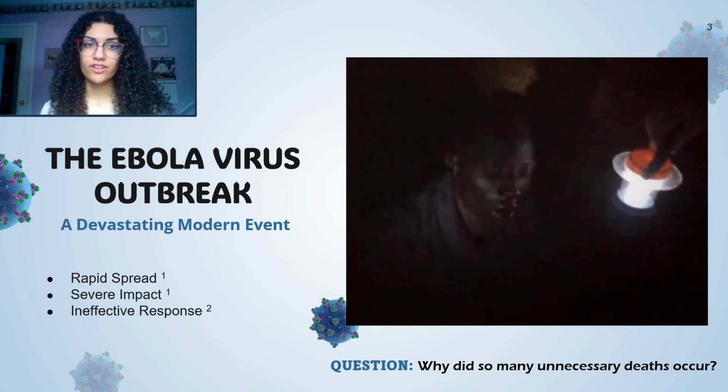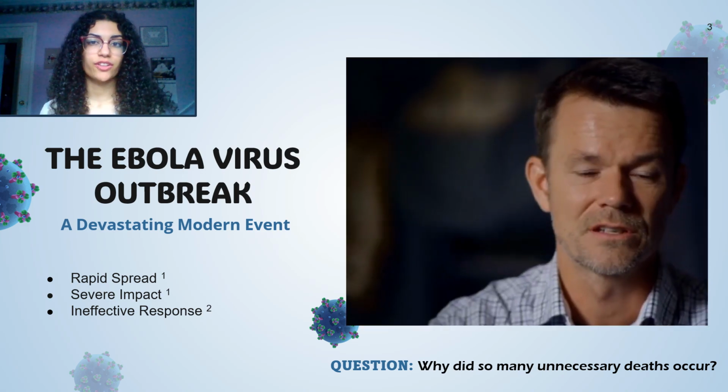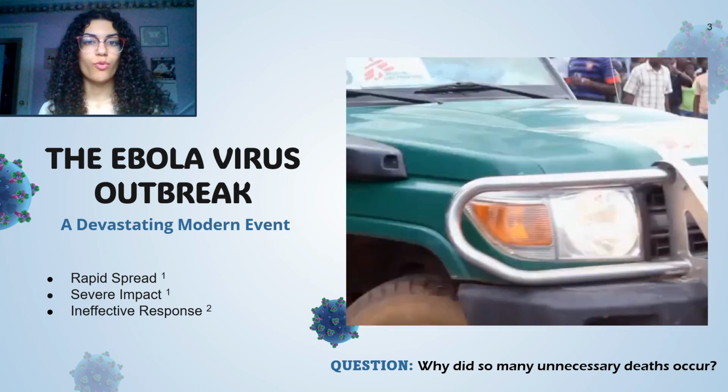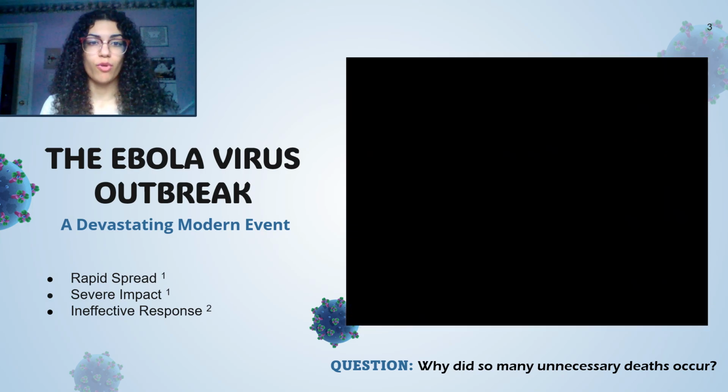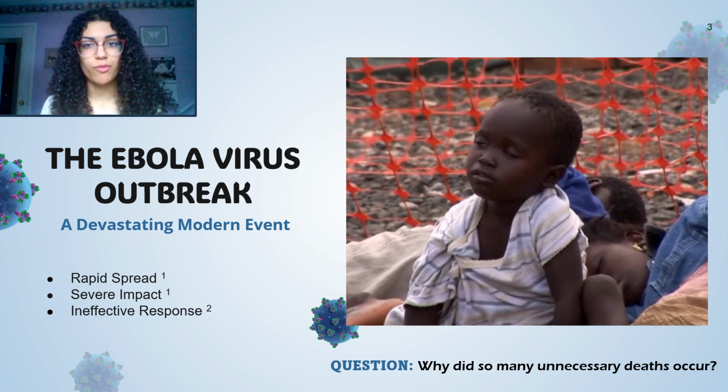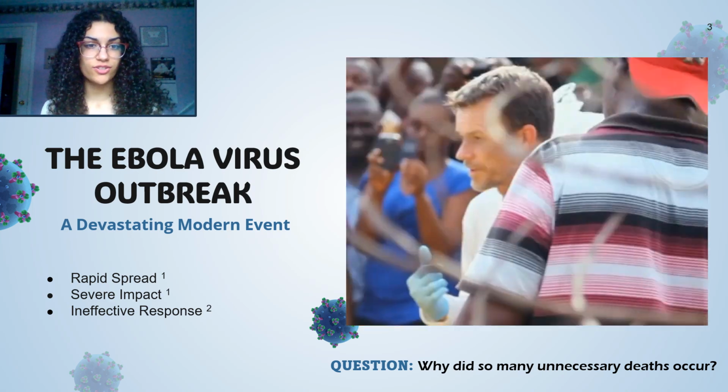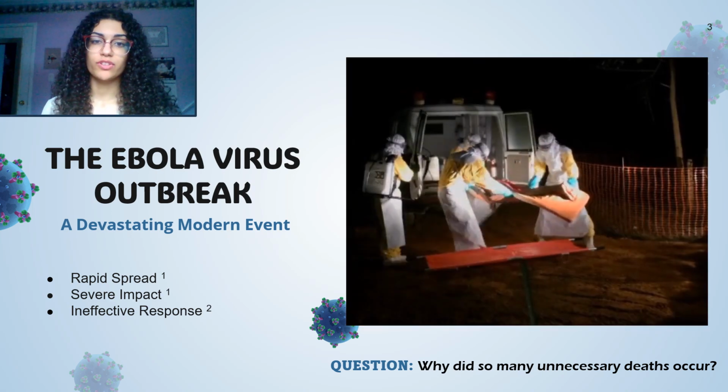There was a rapid spread, severe impacts on nations, and it became clear that the public health response should have been better. So why wasn't it? What happened? And more importantly, what can we learn from this? As we move through today, I want you to come up with the answers to the question, why did so many unnecessary deaths occur? And we will return to this at the end.